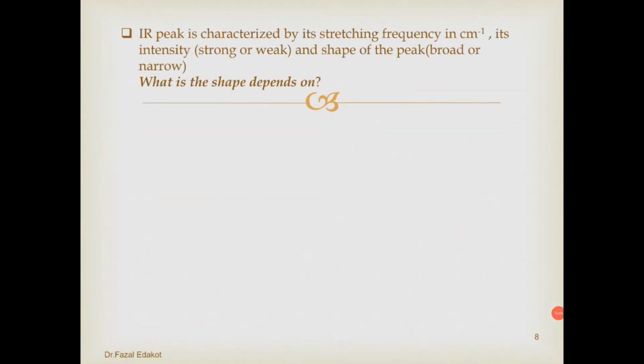Now, an IR peak is characterized by its stretching frequency in per centimeter or inverse centimeter, its intensity, strong or weak, and the shape of the peak, broad or narrow. The stretching frequency we have already discussed. Now, what does the shape depend on? Shape means sometimes it will be very narrow like this, sometimes it will be very broad like this. And the question is, what does the shape depend on? You have to think about it. Okay, keep the question in your mind.